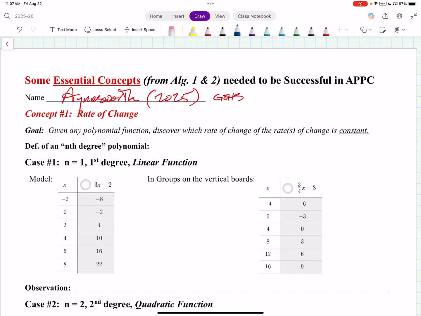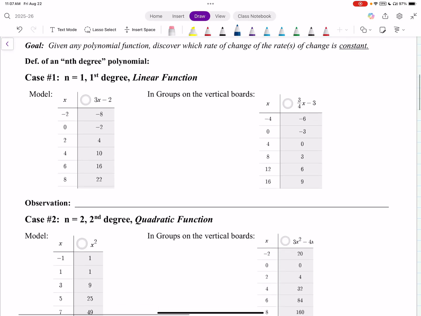The first one deals with the rate of change. The goal is, given a polynomial function, discover the rate of change. Which rate of change of the rate of change is constant? Let's find out. Let's start off with a simple linear function, case 1. Remember, a linear function is y equals m times x plus b. That's a first degree function, and our function here is y equals 3x minus 2.